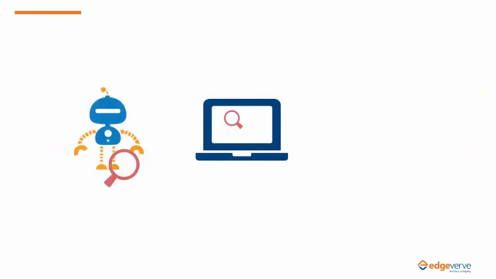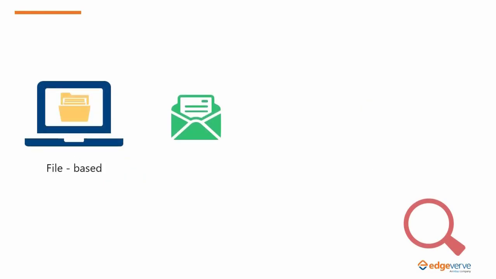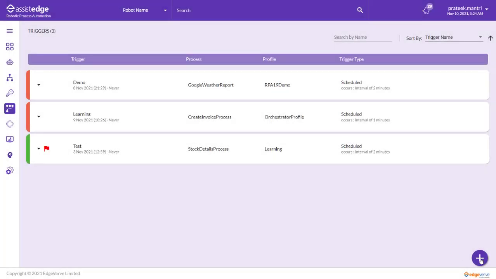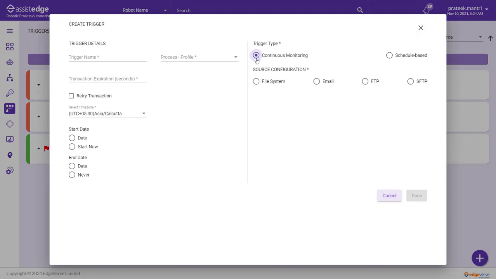On the other hand, continuous monitoring triggers continuously monitor a source location and send automation requests to the robot based on any changes that may happen at the source location. The source location can be a file system, email, FTP, or SFTP. Let's go to the trigger manager and explore further.